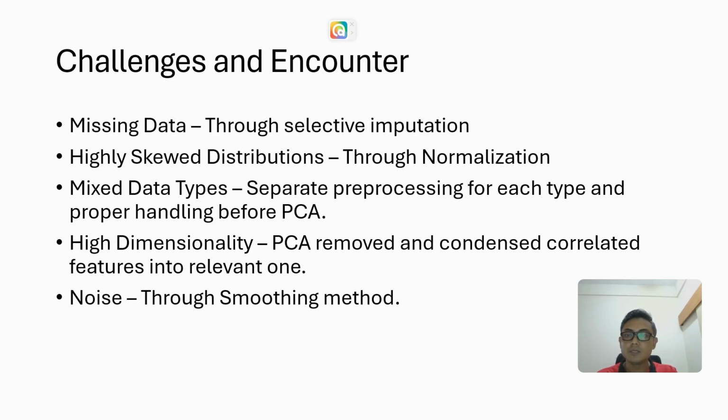The challenges encountered: first, we have missing data, which we handled through selective imputation. Then highly skewed distributions, which we handled through normalization. For the mixed data types, we separate pre-processing for each type with proper handling before PCA. For the high dimensionality, PCA removed and condensed correlated features into relevant ones. And the last one is noise, handled through smoothing methods.